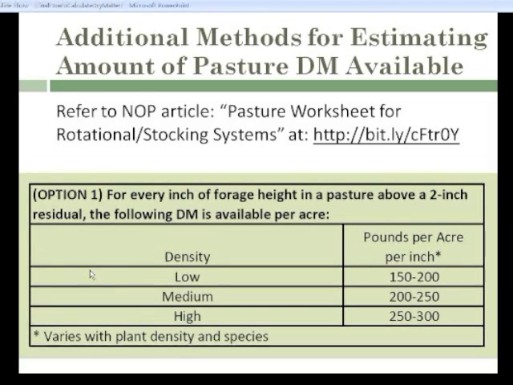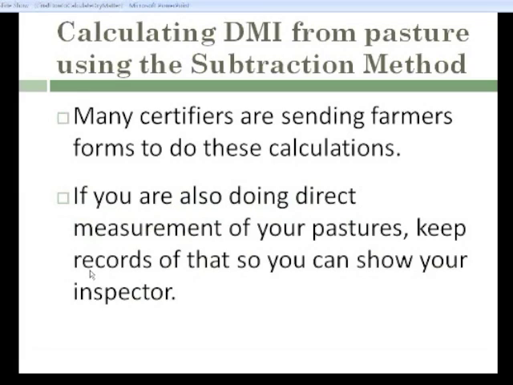I also wanted to mention that there's a very useful article on the National Organic Program website, and this is a link that you can use to get to this article. It's called Pasture Worksheet for Rotational Stocking Systems, and it includes two tables that can help you get a rough estimate. It won't be as accurate as direct measurement, but it'll help you estimate how much available grazable dry matter there is per acre in your pastures, so that you can start sizing your paddocks and determining how many acres you need to have in your grazing system.